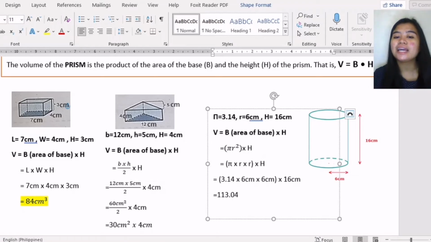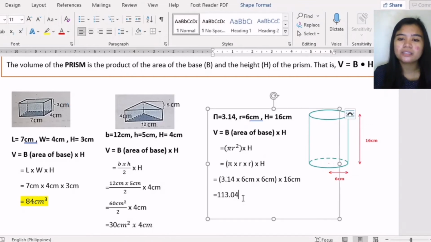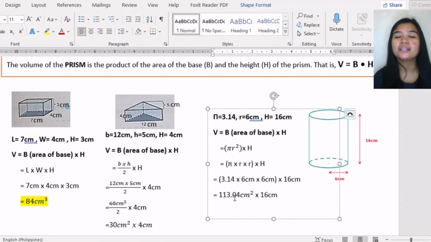or 113 and 4 hundredths. And then centimeter times centimeter, that is square centimeter. So, let's copy it here. That is square centimeter. And then, copy the multiplication symbol and then copy 16 centimeter. So, when you multiply these three, 3.14 times 6 and then times 6, the product is 113.04 square centimeter. And then copy times 16 centimeter.